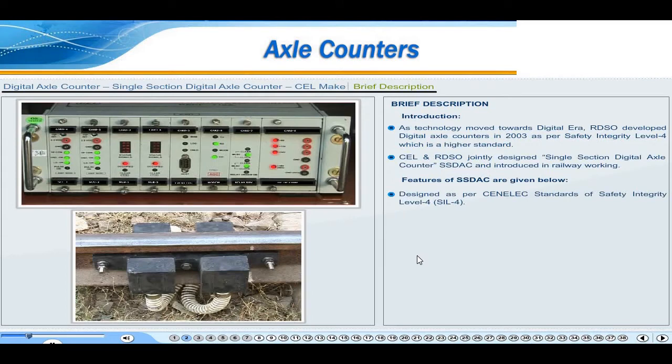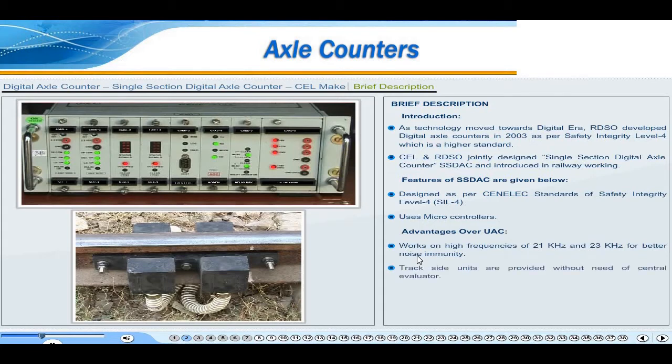Designed as per CENELEC standards of Safety Integrity Level 4, SIL 4. Uses microcontrollers. Advantages over UAC: works on high frequencies of 21 kHz and 23 kHz for better noise immunity. Trackside units are provided without the need of a central evaluator. Status of the section is displayed at both ends by Q-type relay, 24 volt, 1000 ohms.